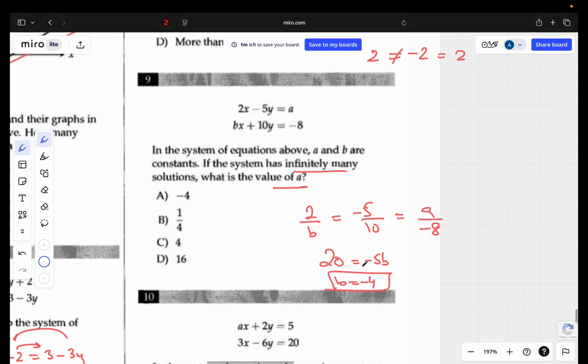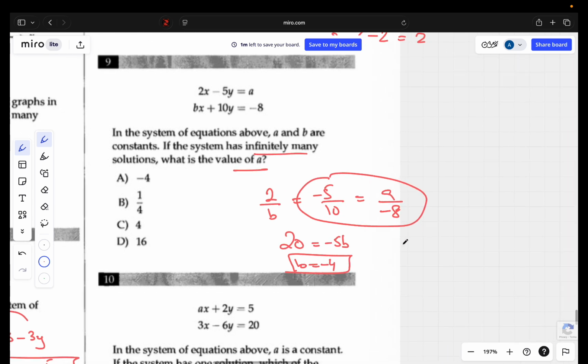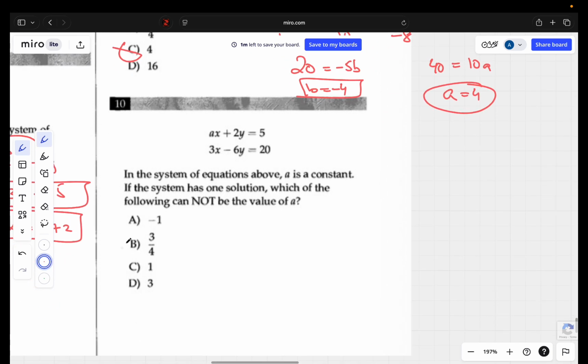So b is negative 4, and then we'll use negative 5 over 10 is equal to a over negative 8. So we'll cross multiply this with this, this with this. So we get 40. Negative 5 times negative 8 is 40, is equal to 10a, which means a is going to be 4. A is 4. That's it. C. Question 10.